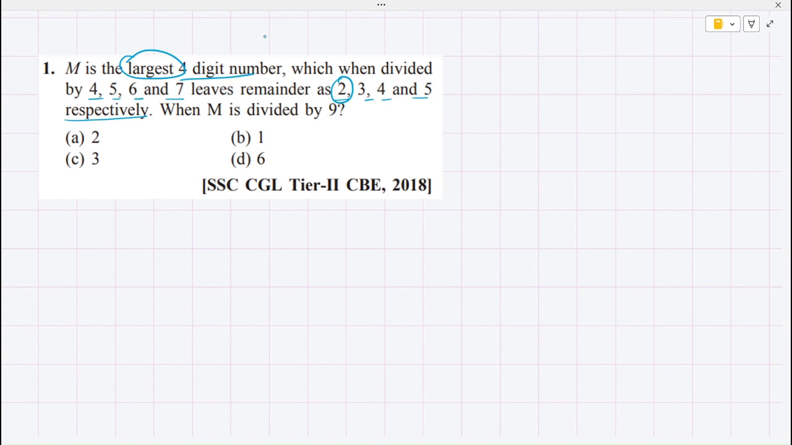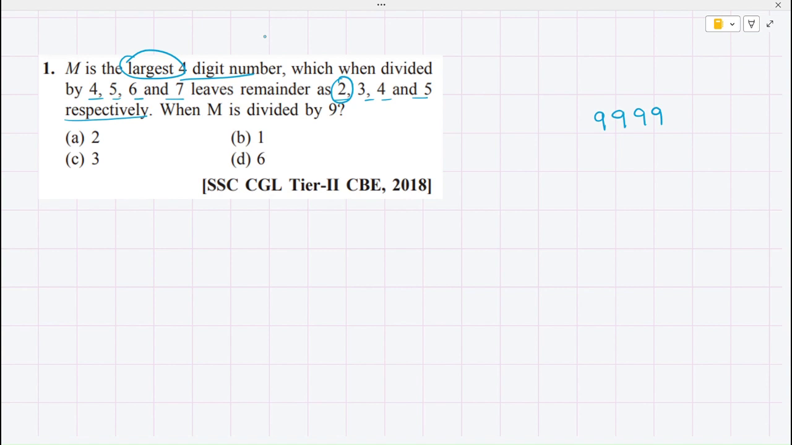Then the question says, when M is divided by 9 what will be the remainder. This is what the question is asking, it is not written here. So in this particular case, first we'll take the LCM of these particular numbers. The largest four-digit number can be 9999.